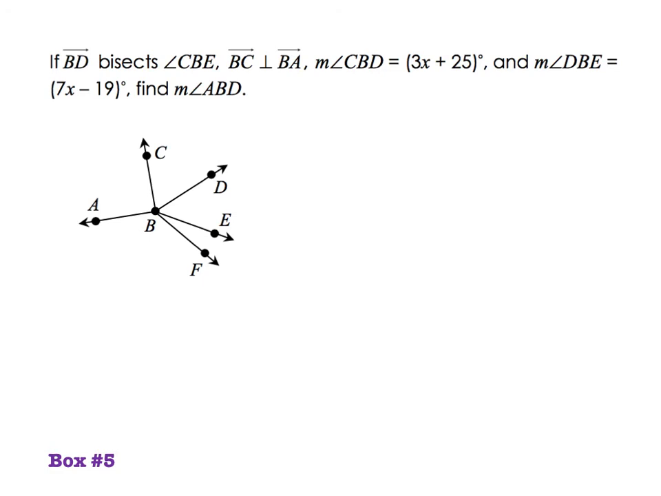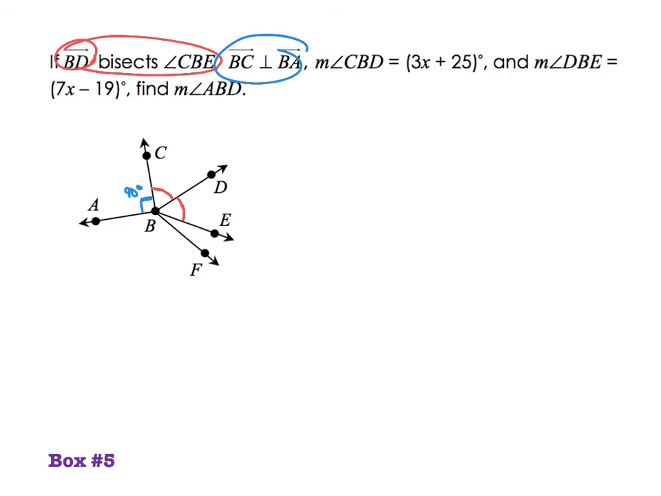Please do so. Now it says if BD bisects CBE, all right. So basically, what this is saying is that this measurement here in red is equal to this measurement here in red. Okay, keep that in mind. And it also says BC is a perpendicular bisector to BA. This statement here is telling you that it makes exactly 90 degrees right there.